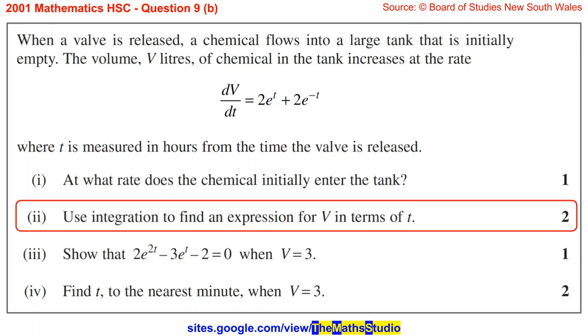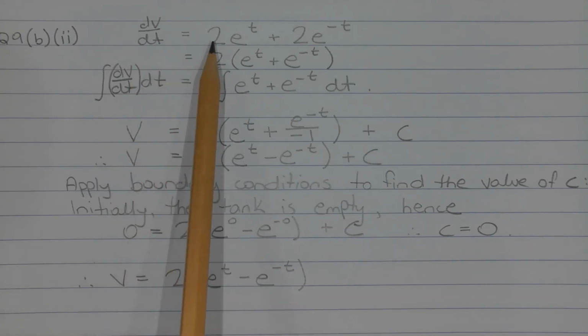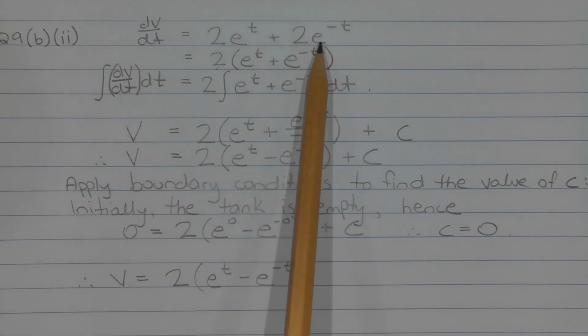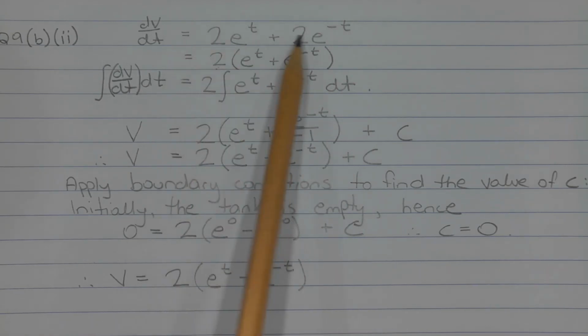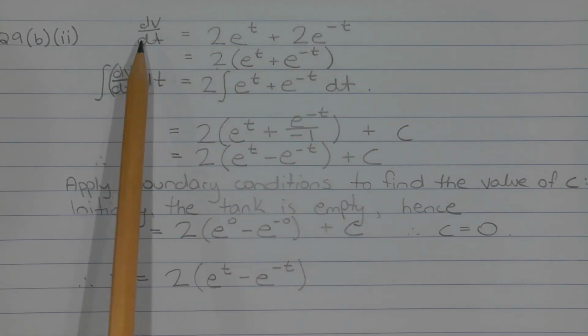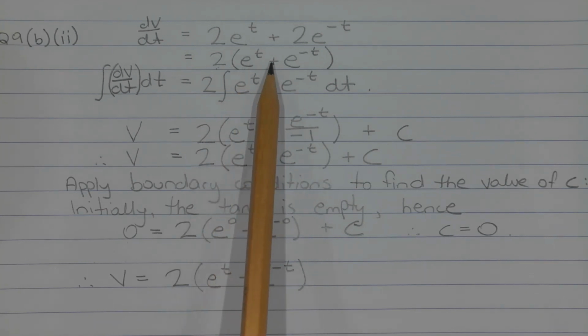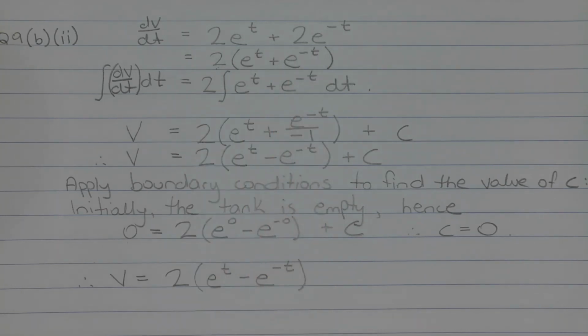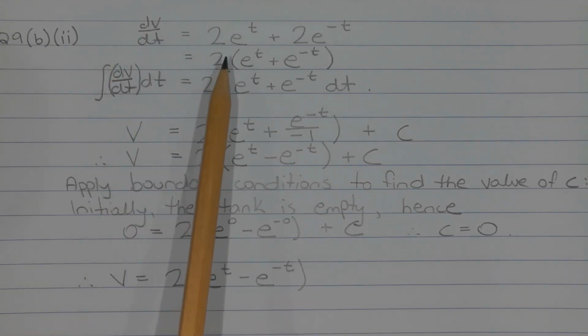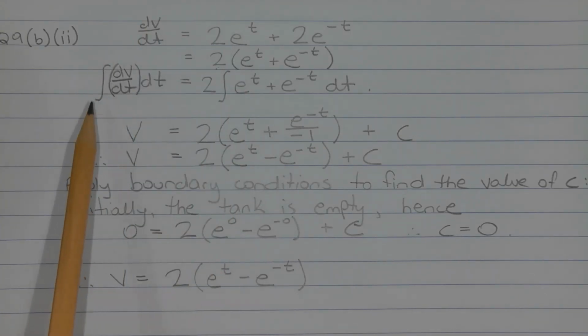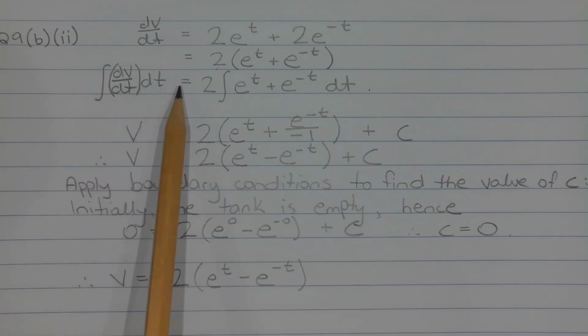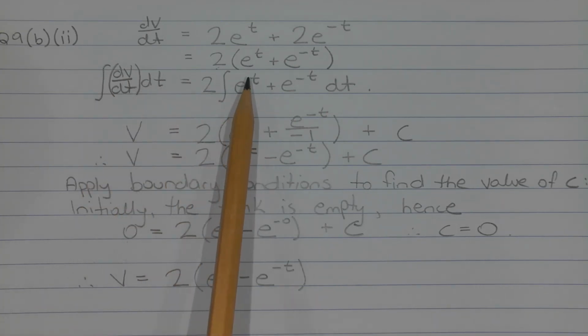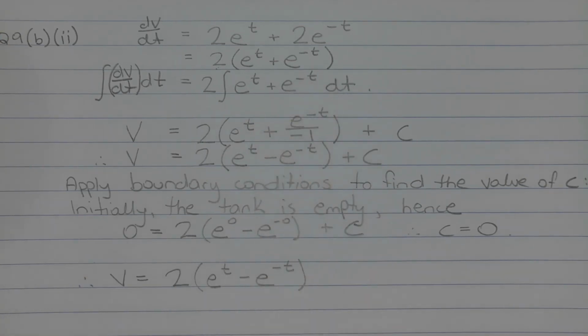Part 2. Use integration to find an expression for V in terms of t. dV/dt equals 2e^t plus 2e^(-t). Factorising out 2 from the right hand side, we get dV/dt equals 2(e^t plus e^(-t)). Integrating both sides of this equation with respect to t, we get the integral of dV/dt equals 2 times the integral of (e^t plus e^(-t)) dt.